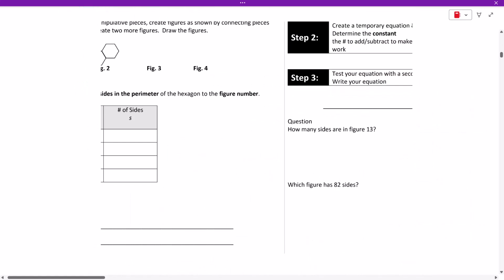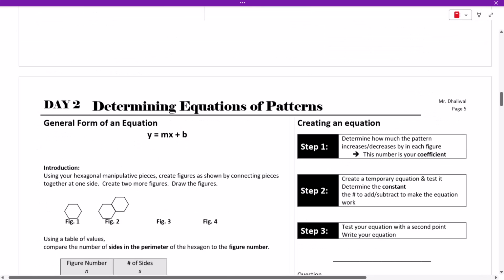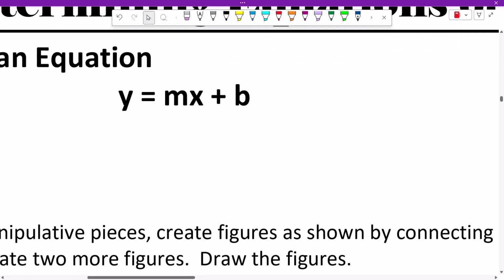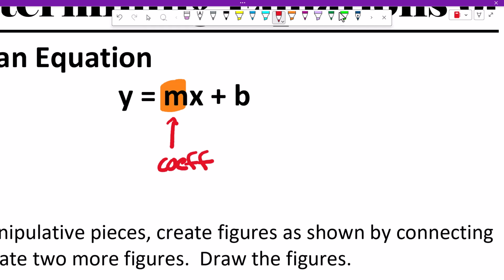So I'm going to go to our day 2, right? We have an equation like this. We need to figure out two numbers. We have a number that goes in front of the x, which is our coefficient. And we have a number that's all by itself that we're adding or subtracting, which is our constant, right? All right, so those are the two numbers we need to figure out for our equation, because the rest of it is going to be y equals and the x part in there.